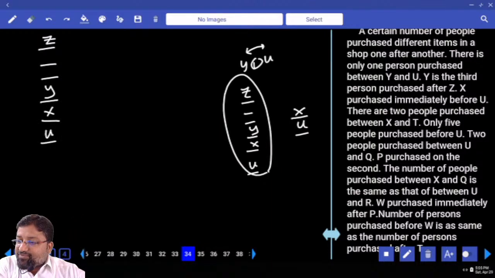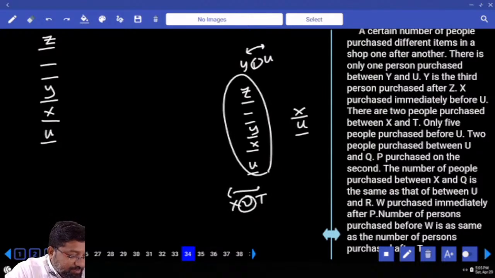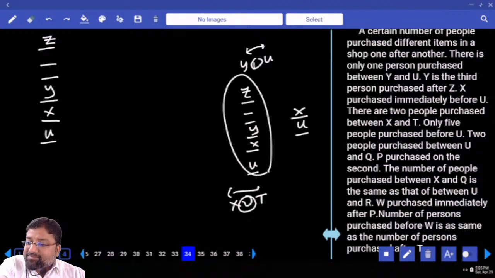What did he tell us in the line before that? There are two people who purchased between X and T. Two people between X and T. I am not at all sure about the position of X and T. I'll leave it and go for the next line.